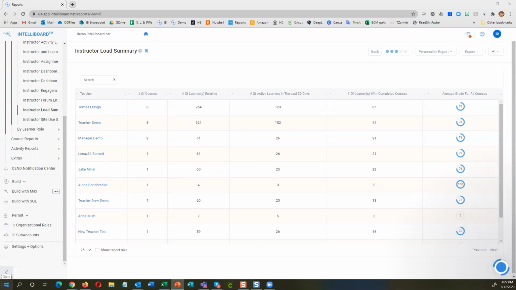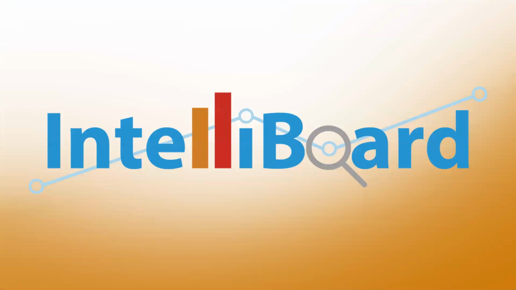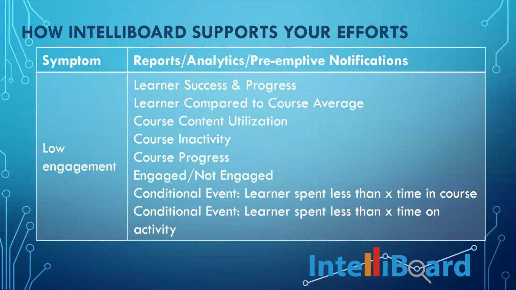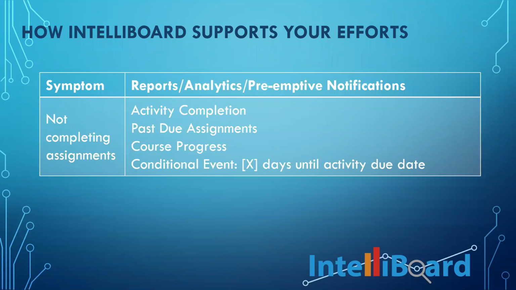All right, so let me grab this now again. Okay. All right, so again, we have symptoms, right? And different things that we can be looking at in terms of low instructor engagement. Low engagement, again, we have any number of reports to be able to talk through what low engagement is for a learner and then be able to identify those items. Not completing assignments, past due assignments is really great, and not graded or needs grading is great to be able to push over to the instructor dashboard among many, many other items.